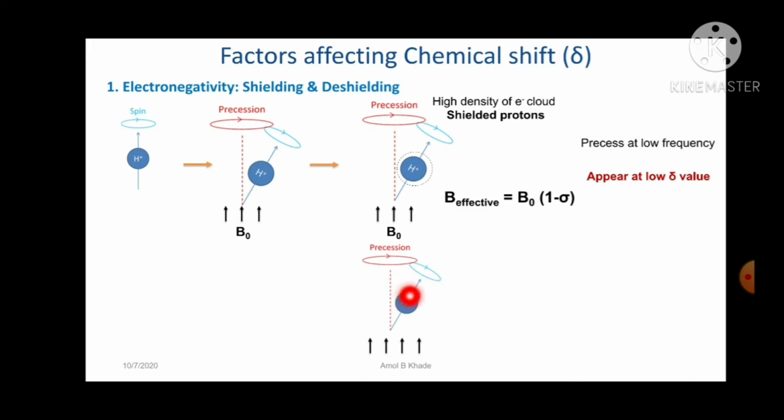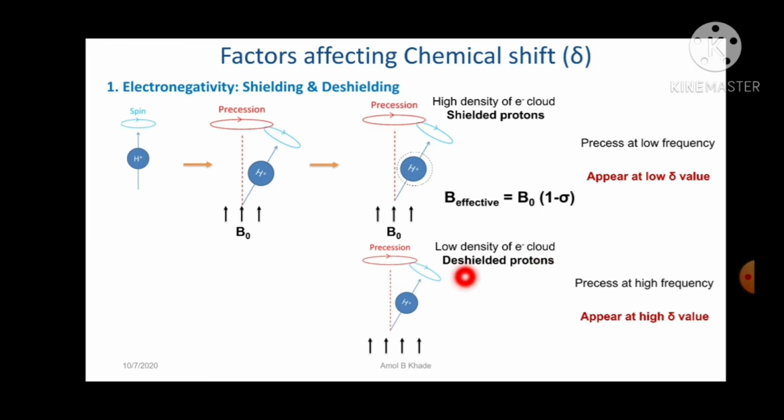On the other hand, if the electron cloud surrounding the nucleus of the proton is lesser or not dense, then what will happen? It will not protect the nucleus from the applied magnetic field B0, and that's why the nucleus of the proton will be precessing at a higher frequency. So we can consider them as deshielded protons, because of the lower density of the electron cloud. Because they are less shielded, B0 is precessing them at a very high frequency, and that's why we require a higher radio frequency source to bring them into resonance, which results in a higher delta value.